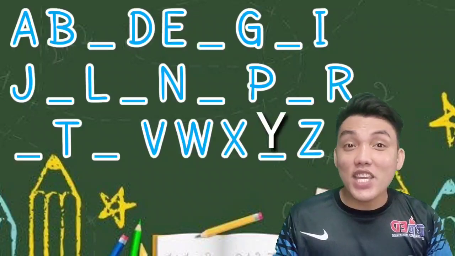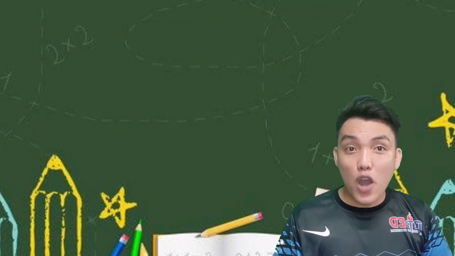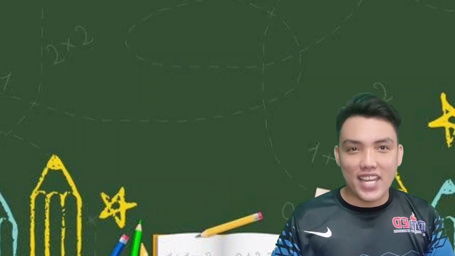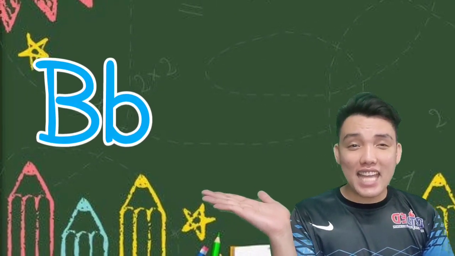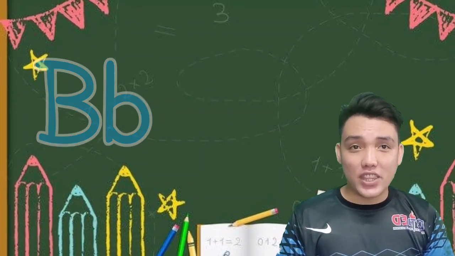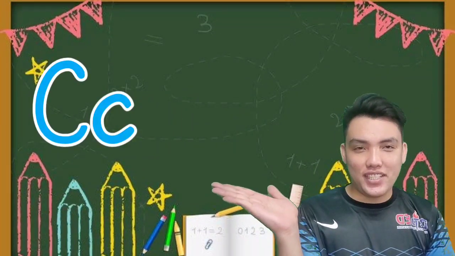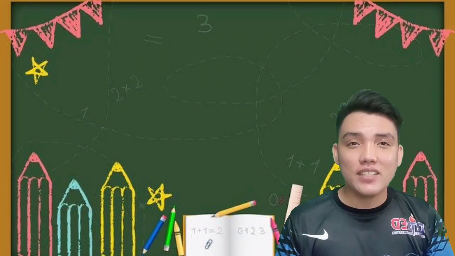Good job, kids! You can still remember the letters of the English alphabet. Now, I will be flashing letters on the screen and identifying their sound. Are you ready, kids? What is the sound of this letter? Very good. The sound of this letter is B. What is the sound of this letter? Brilliant. The sound of this letter is K.